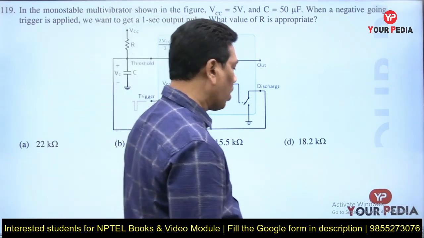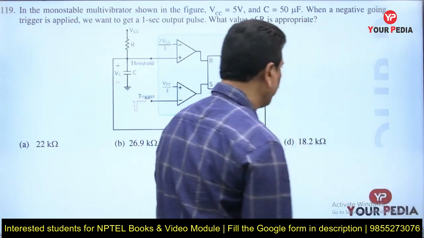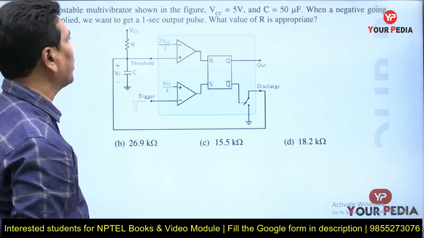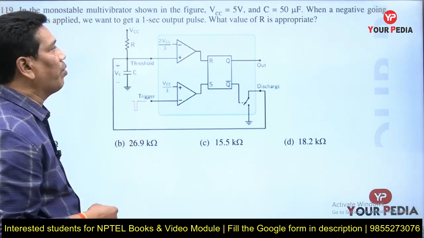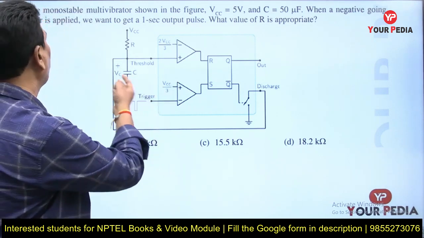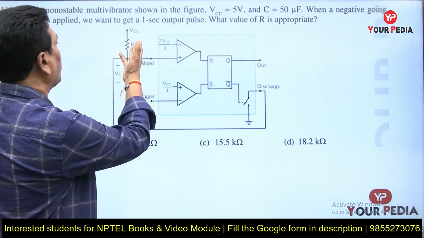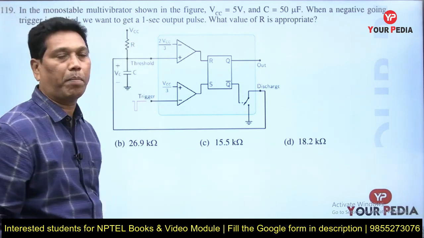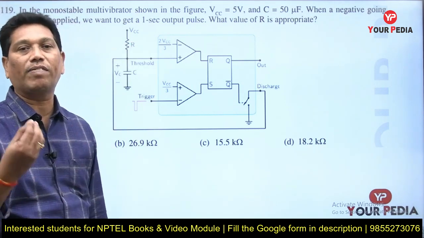What is the value of R? Let us check the question. In the monostable multivibrator shown in the figure, VCC is equal to 5 volt and C is equal to 50 microfarad, and when a negative trigger pulse is applied, we want to get a 1 second output pulse. What is the approximate value of R?